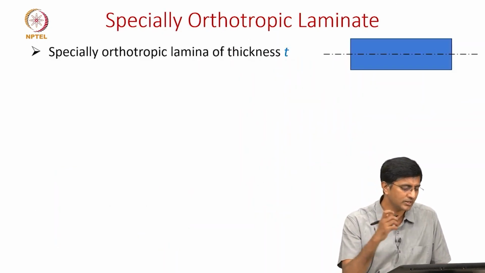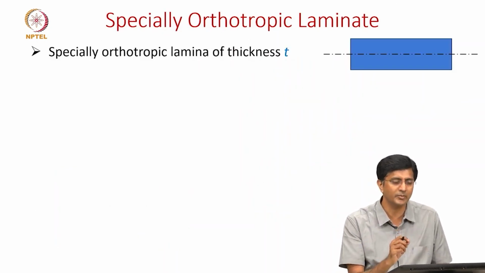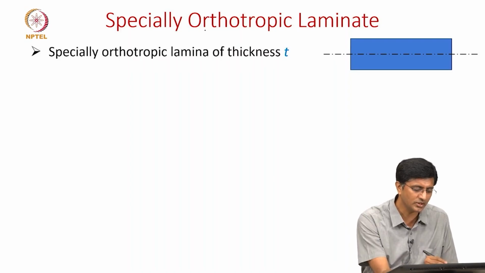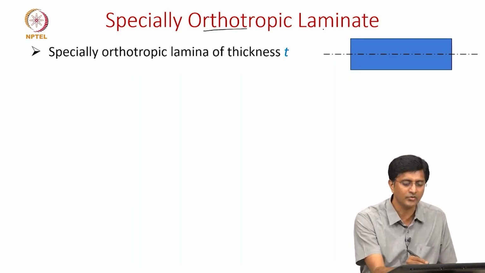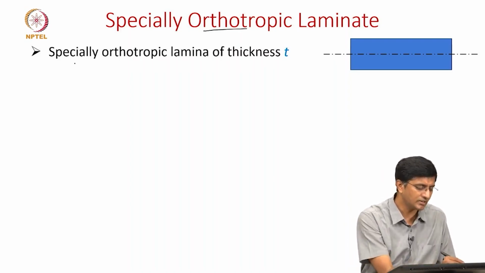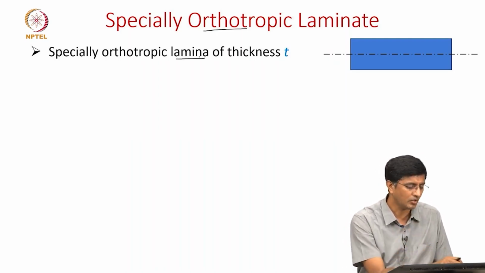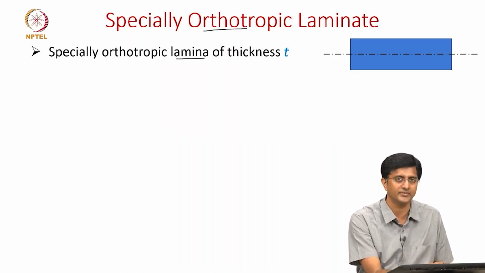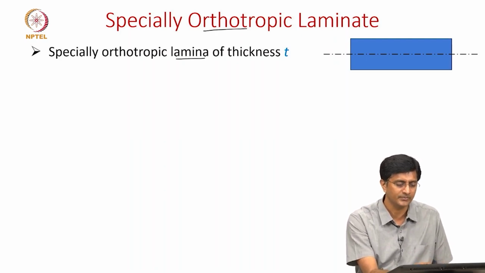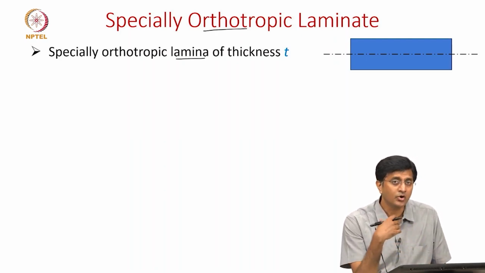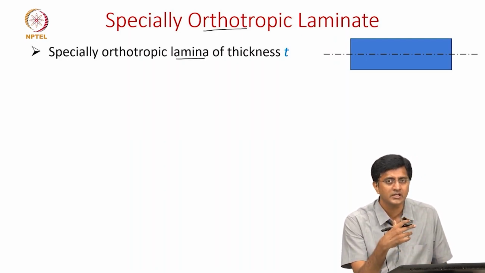So now we'll start discussing the simplest of the laminates called the specially orthotropic laminate. Though we call it a laminate, it is basically a lamina, meaning it is just one single layer of specially orthotropic laminate with a thickness of T. So now the question is, how do we apply this CLT to get the ABD matrices?